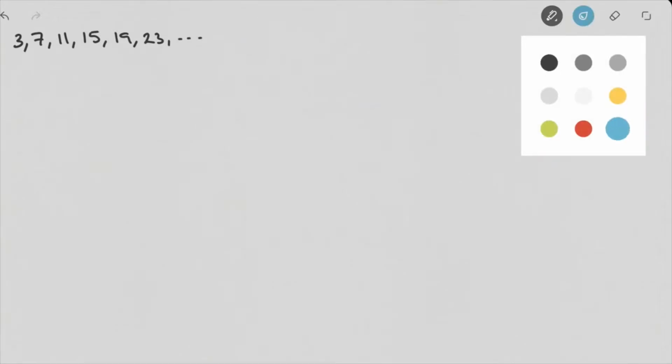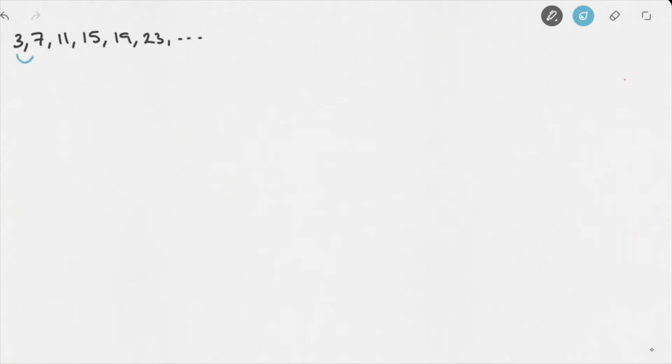For instance, if we were given the sequence 3, 7, 11, 15, 19, 23, and so on. Well, looking at this sequence as we go from one term to the next, going from left to right, we can see that we are always adding the same amount. And in this case, we're always adding 4.